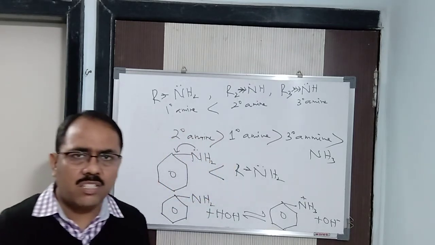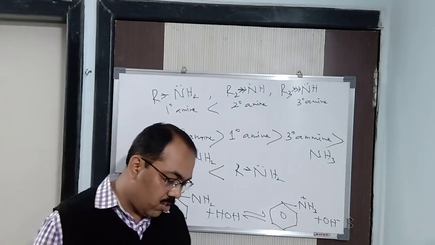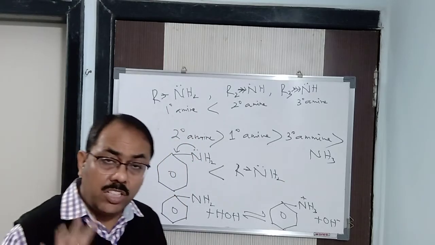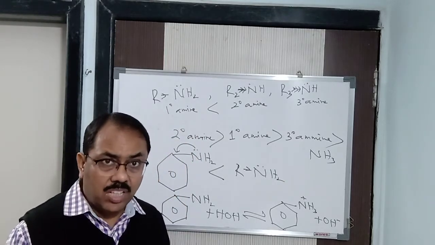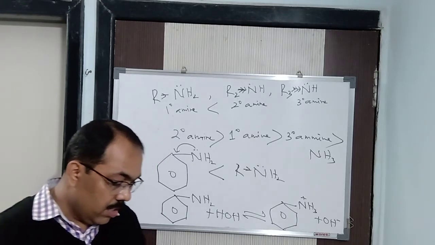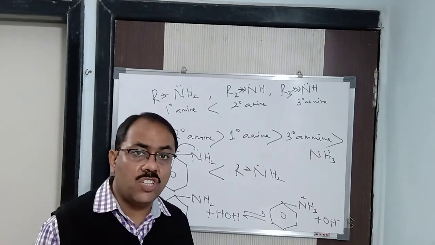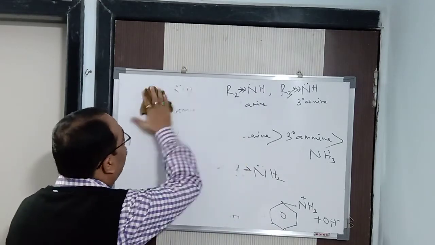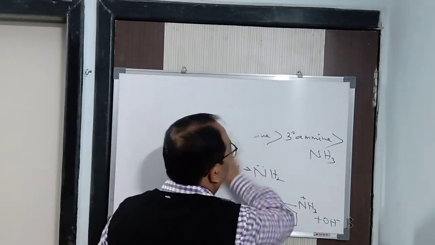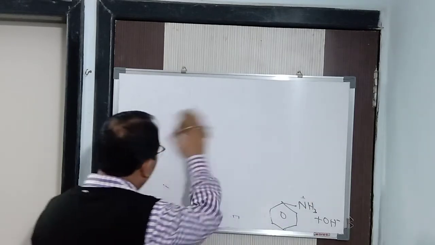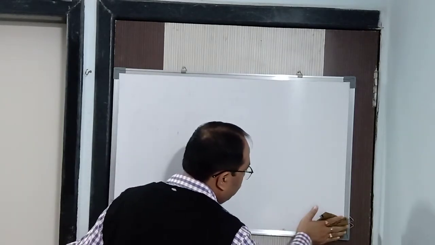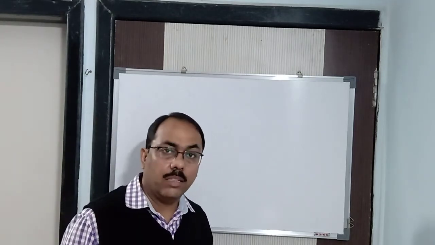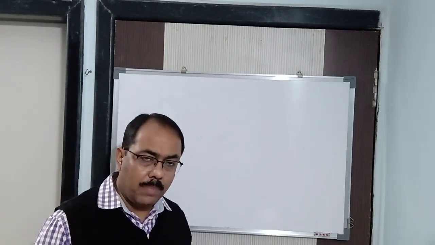Now, the base strengthening effect of the electron releasing group, or the base weakening effect of the electron withdrawing group, as I just said, is more pronounced at the para position than at the meta position. That means when an electron donor group or withdrawing group is present at para, the effect is more pronounced. It will be either more basic or less basic when it is present at para than at meta.